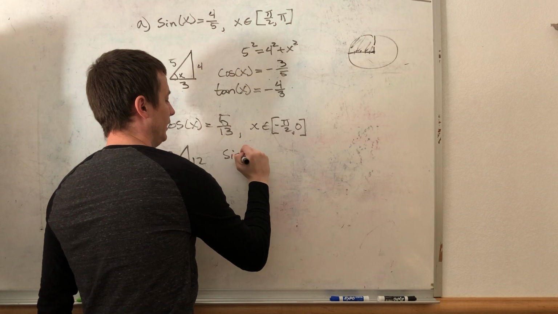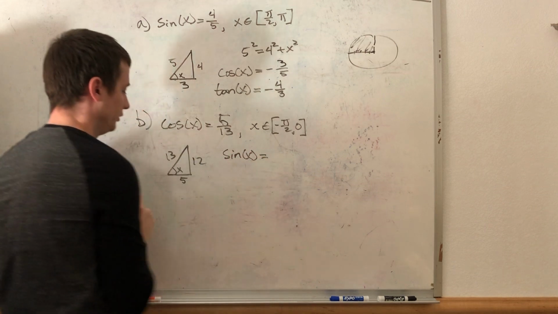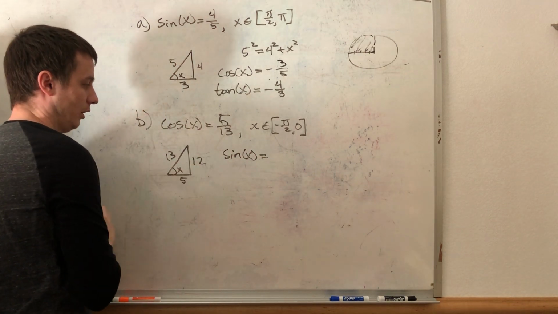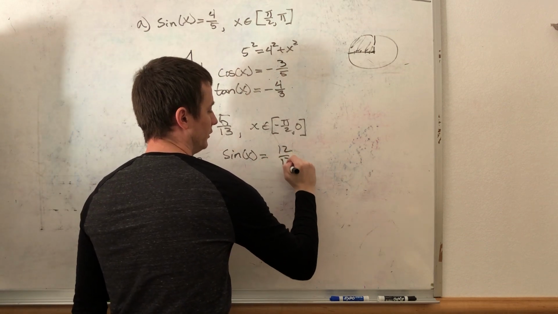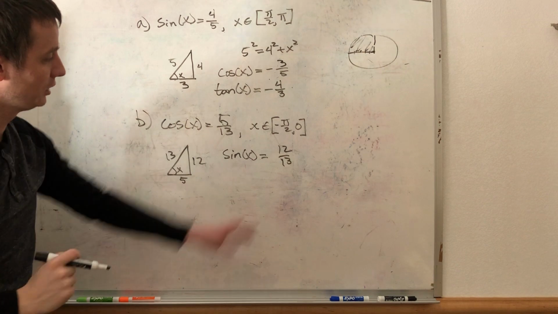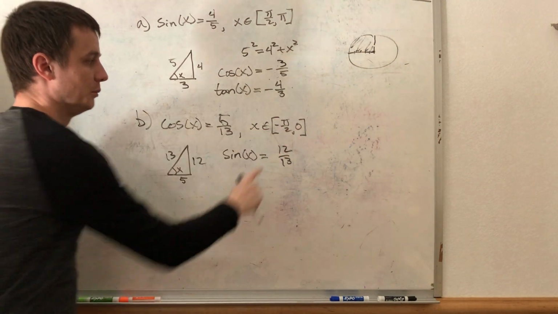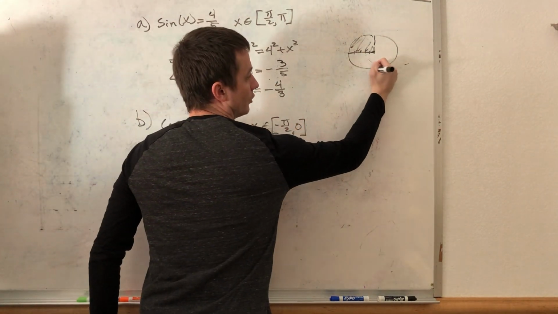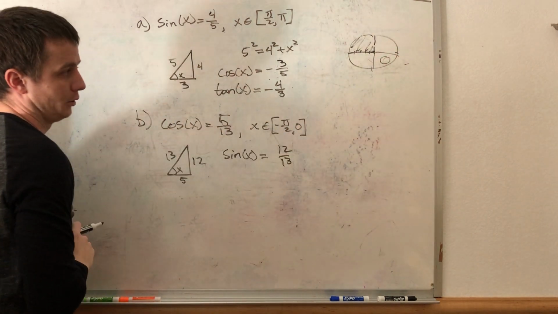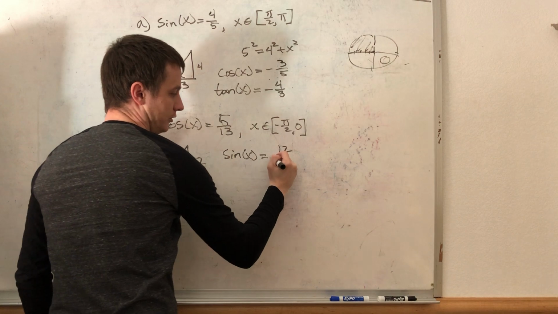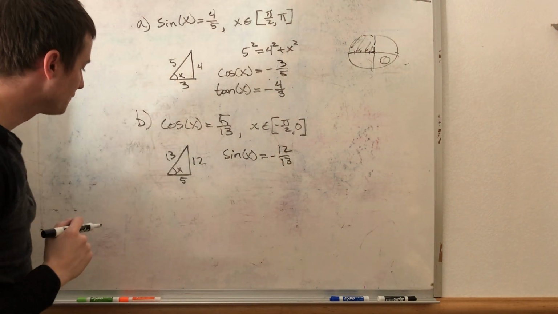Once again, sine of x is equal to the height over r, so it's going to be 12/13. And then our only question is, what's the sign of this going to be? Is it going to be positive or negative? And for that, we need to look at what quadrant we're in. We're from negative pi halves to 0. Negative pi halves is right here, 0 is right here, so this time we're in this quadrant. And notice that sine's always negative in that quadrant, so this is negative 12/13.